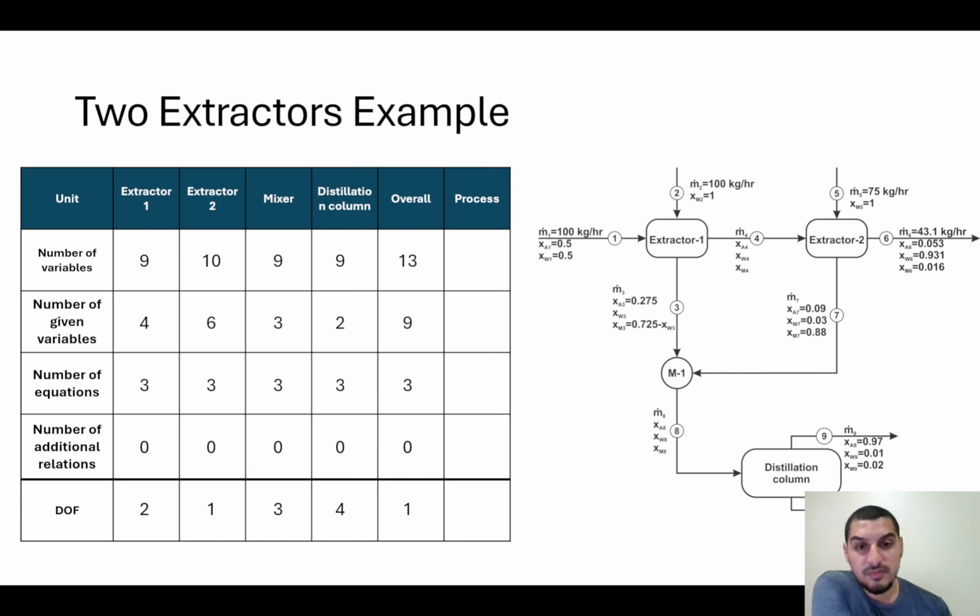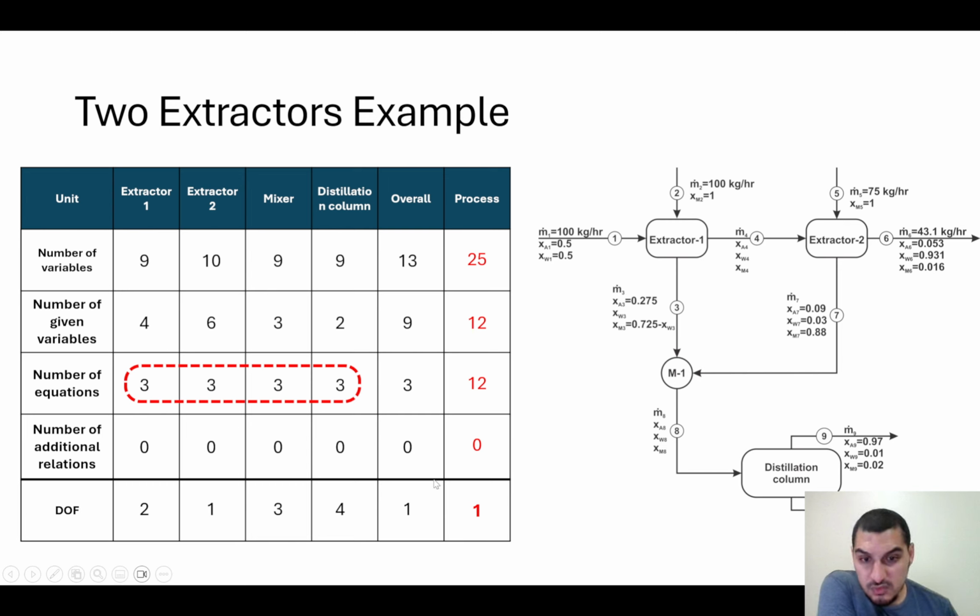And finally, for the process, this will take some time. So the number of variables is 25 variables. The number of given variables is 12. The number of equations is again the summation of the number of equations in the 4 units, so this is 12, and the number of additional relations is 0. So degrees of freedom is 1.